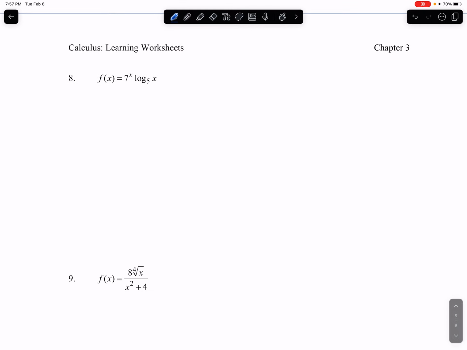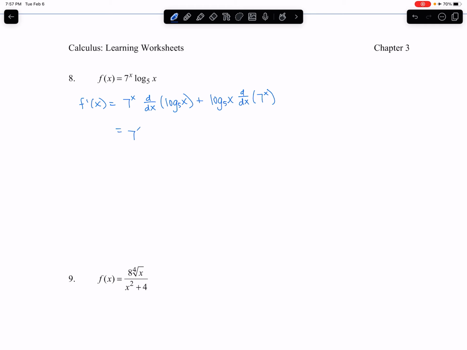f of x equals 7 to the x times log base 5 of x. It's getting more complex, but it's still just a product. So let's use our product rule. f prime is going to be the first times the derivative of the second plus the second times the derivative of the first.